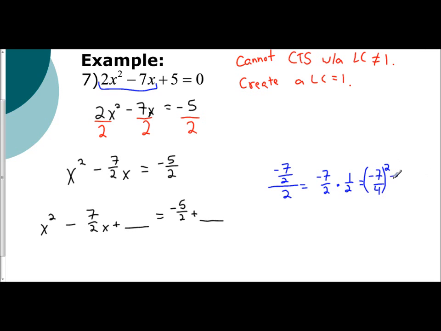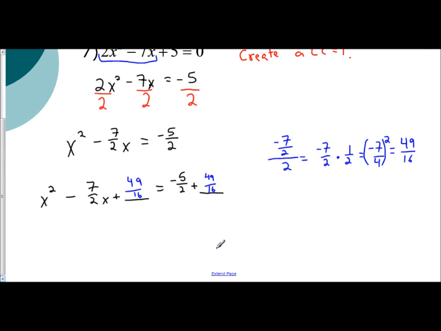You are going to square that resulting number, and that gives you 49 sixteenths. That is your constant. You are going to put that on both sides of the equation. And now we finish the idea of completing the square. What number did I square to get that 49 sixteenths? I squared a negative 7 fourths. And so the binomial squared, I would have x minus 7 fourths squared equals negative 5 halves plus 49 sixteenths. And for negative 5 halves plus 49 sixteenths, they'd have to have a common denominator of 16. So this would be negative 40 sixteenths plus 49 sixteenths, which gives me 9 sixteenths.